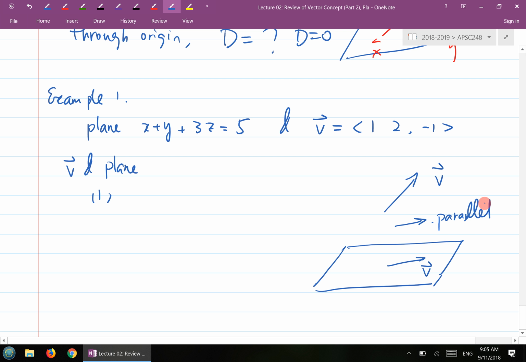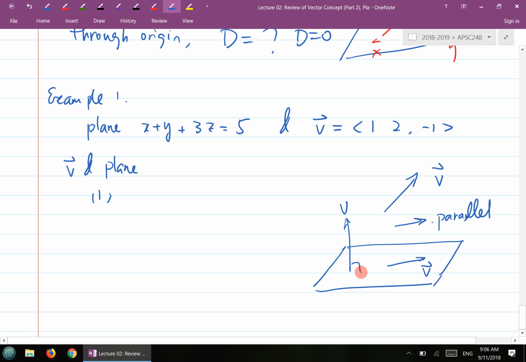What's the most special relationship? Normal, yeah, exactly. So the V is perpendicular to the plane. It could be the other direction, but that's perpendicular. Good. And I think that's all we could have for a relation between a vector and a plane.